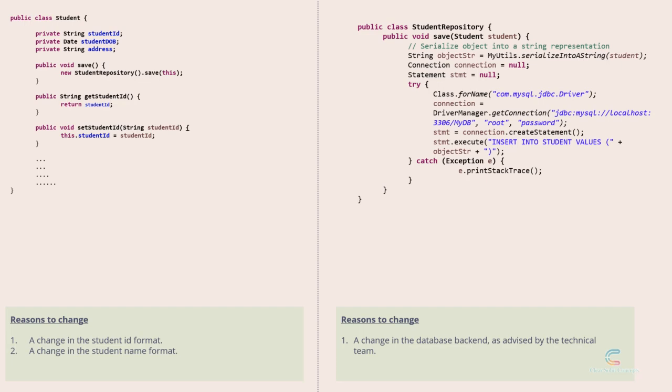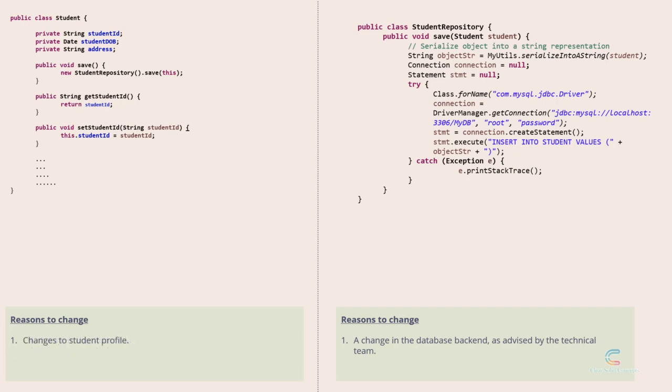2 is still a problem, isn't it? We are supposed to have only 1 reason to change, right? Technically, yes. But if the reasons are closely related to one another, you can go ahead and combine them. So if we examine the 2 reasons to change for the student class closely, one is related to student ID and another is related to student name. We could combine both these and say changes to student profile.